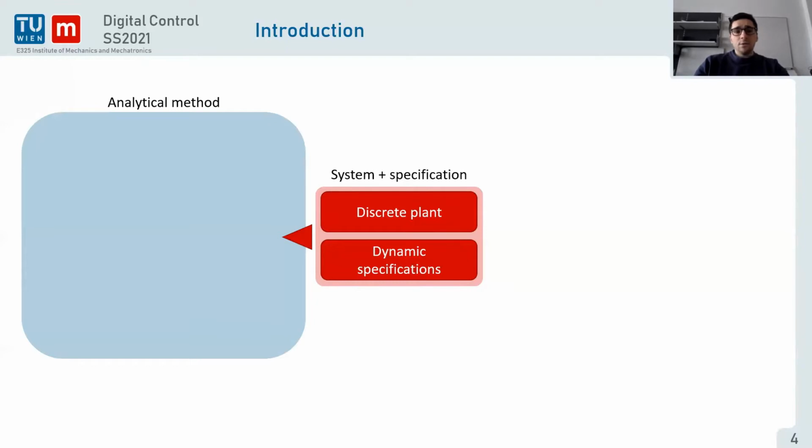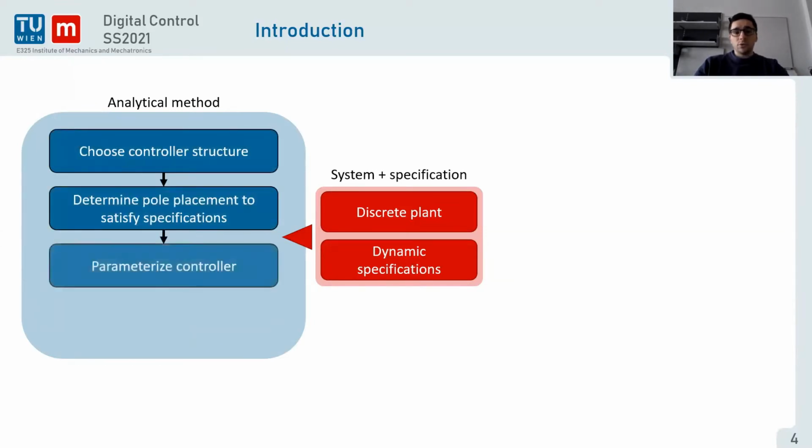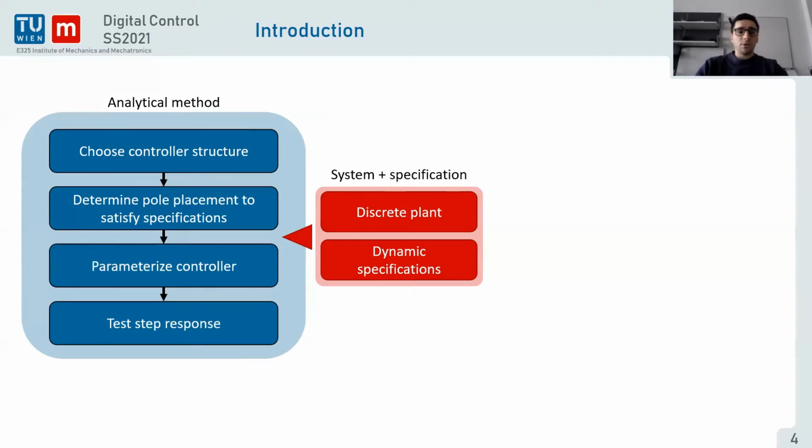First, the analytical method. The idea is to choose a controller structure, for example a PI controller or PID controller, and then determine, using the pole placement method, how you could satisfy some specifications. So where the poles should be located to have some desired output response, or dynamics in your system. Then you need to parameterize the controller. If you're choosing a PI controller, you have two coefficients to choose. The idea is, how could I parameterize the controller to place the poles where I expect them to be? And finally, test the step response.